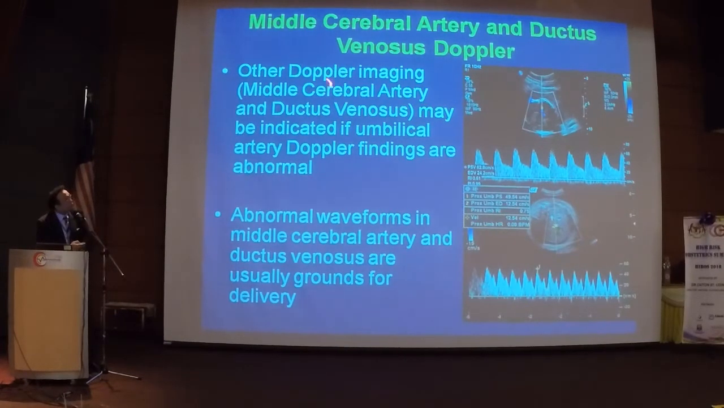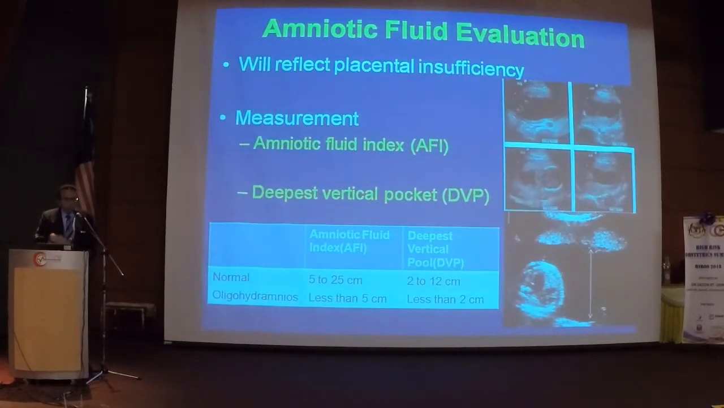The next thing we do is middle cerebral artery and ductus venosus. I won't go into the details. The middle cerebral artery is done to see if there's any brain sparing effect. That means the blood flow to the baby is shunted to the brain, and you realize the waveforms are different. Another guide is the ductus venosus. This is a small portion where there is a communication of the umbilical vein to the IVC. The ductus venosus is a very sensitive marker to tell us whether the baby is compromised. So these are the things we do, and of course the amniotic evaluation.